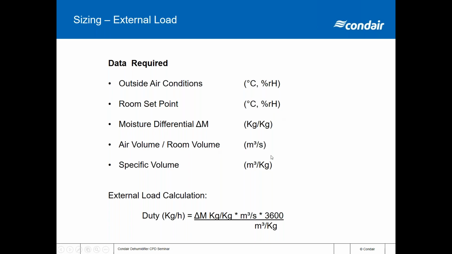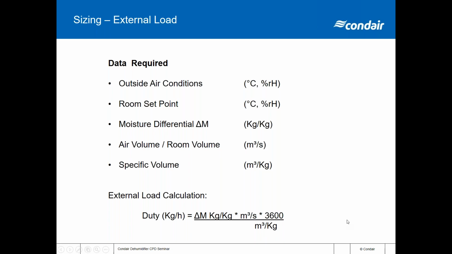We then want to know how much air are we trying to dehumidify? So we'll look at the air volume, or the room volume if we don't have any mechanical ventilation. And then we'll take the specific volume of the air. So our external load calculation is our moisture difference in kilograms per kilogram of dry air, multiplied by our air volume, multiplied by 3600, because we want litres or kilos an hour and we've gone from meters cubed per second, and we divide that by the specific volume.